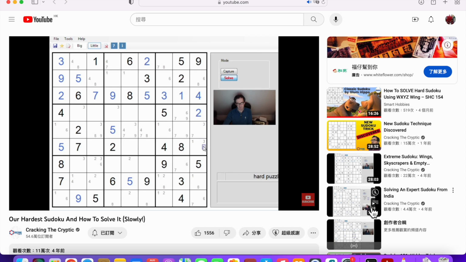6 to be here, not here. And if this is a 6, I could eliminate this 6, I guess. But the swordfish doesn't allow me to eliminate this 6, so the logic breaks.